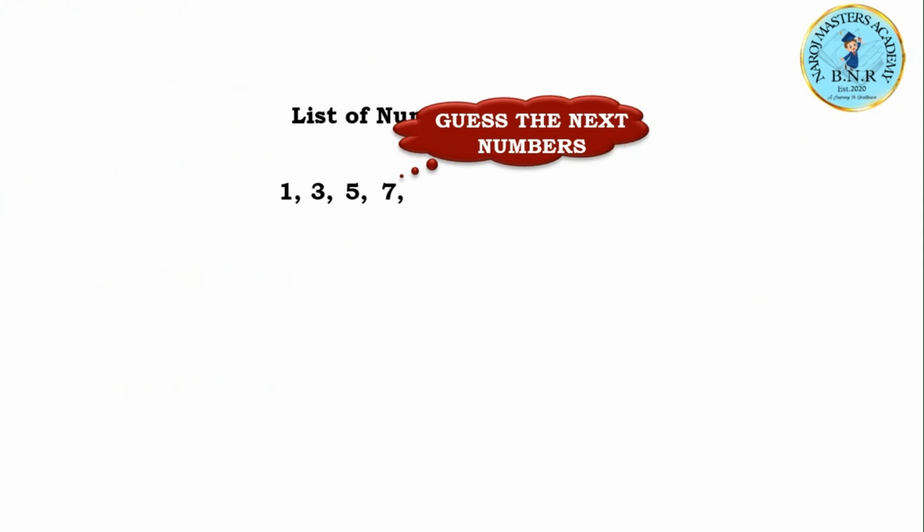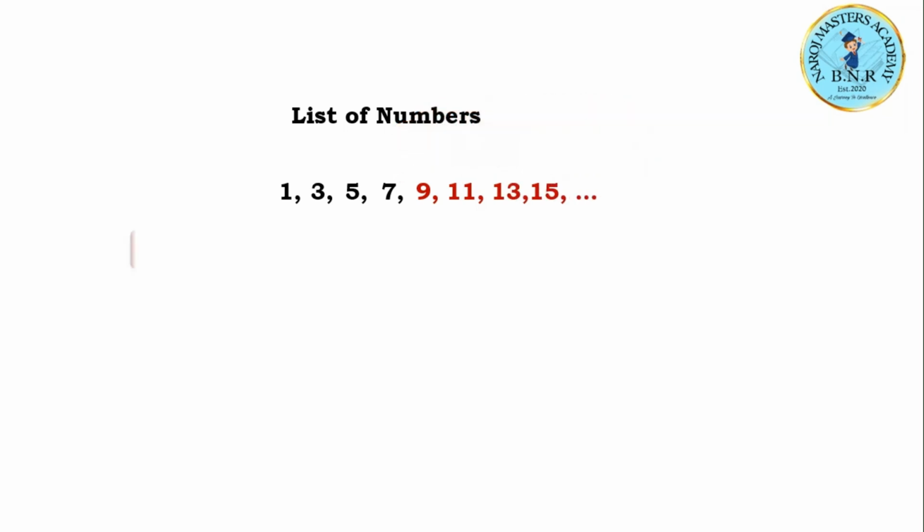We can identify easily that the difference is plus 2. So after 7, plus 2 is 9, and 9 plus 2 is 11, and 11 plus 2 is 13, 13 plus 2 is 15, and so on. Am I right? Now look at list number 2.